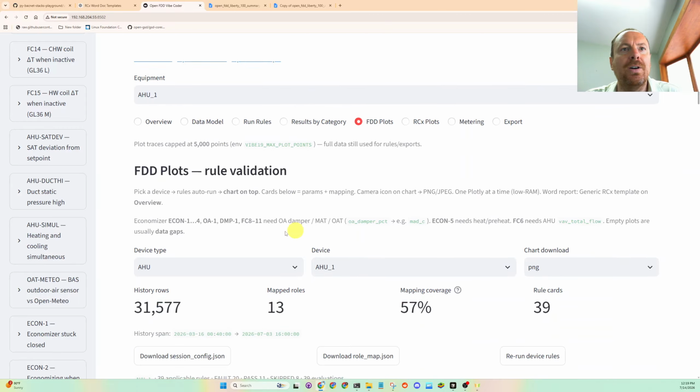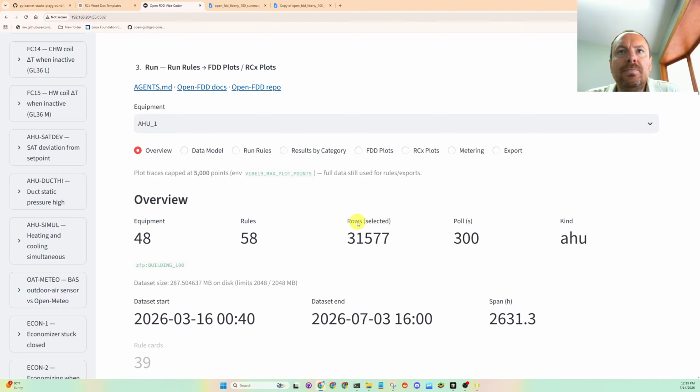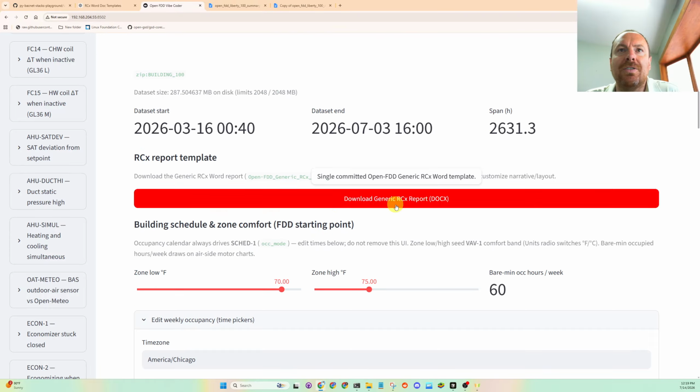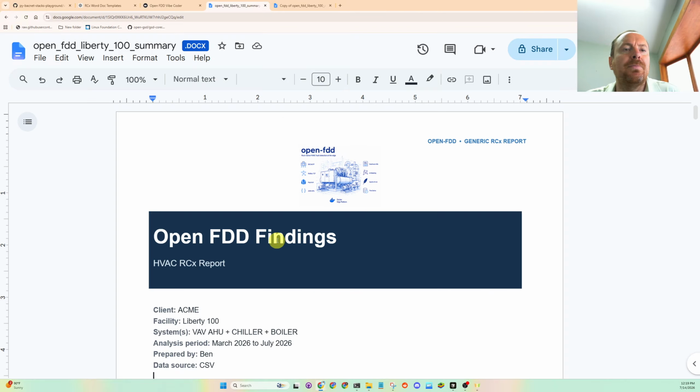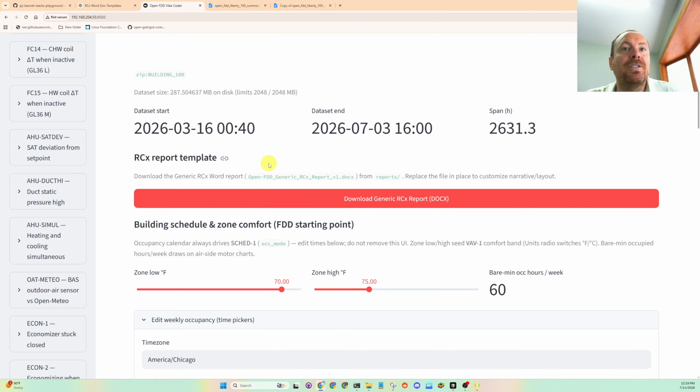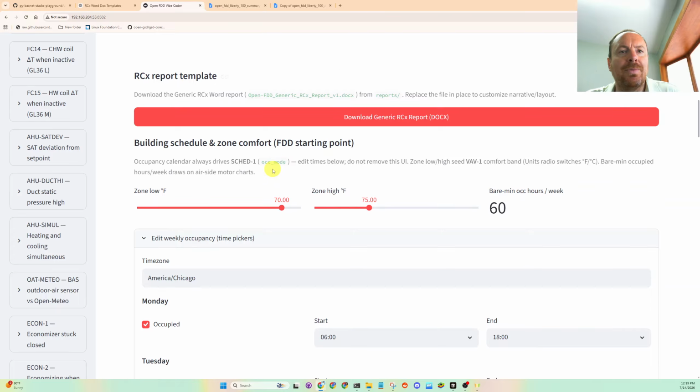It's just right here, this big button, download generic report template, which is this. I'll just go over what I have so far as well. This is going way slower than what I was originally anticipating.